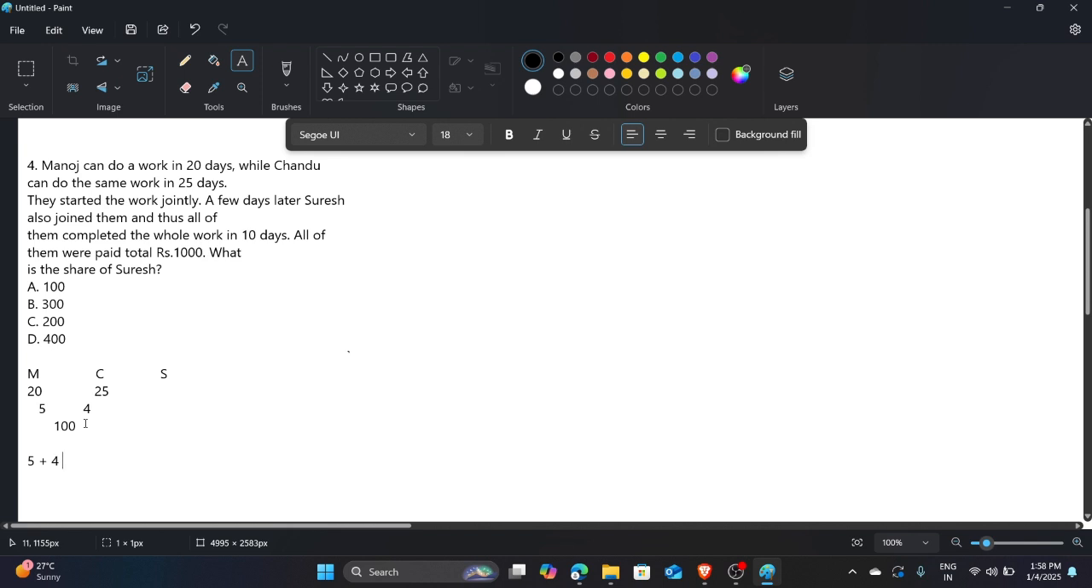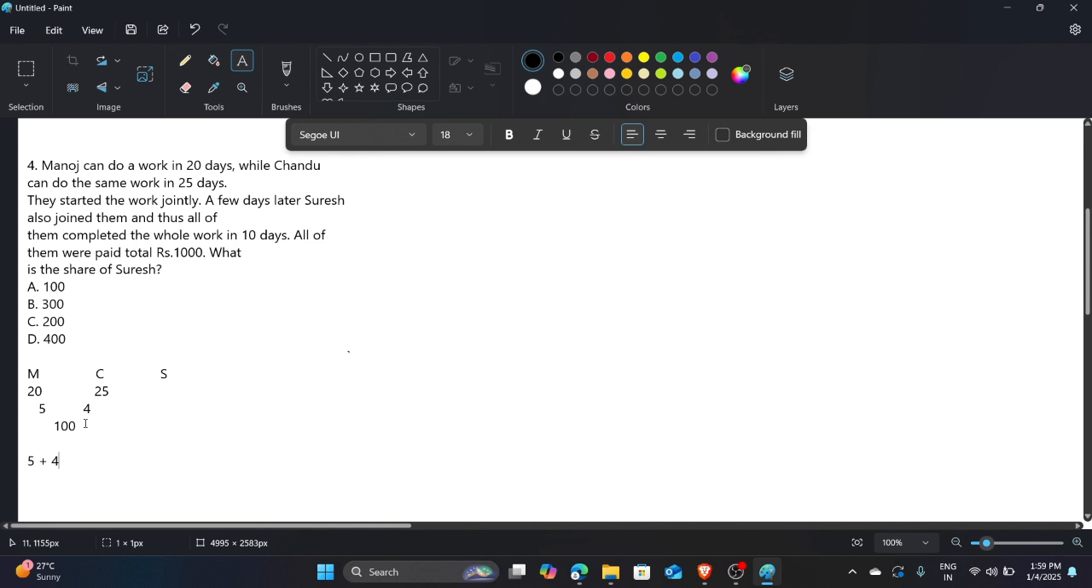A few days later, Suresh also joined. So definitely they had done some work. Like 5 plus 4 is 9, the total work is 100, so 9 into 10 is 90. I'm not getting the solution.